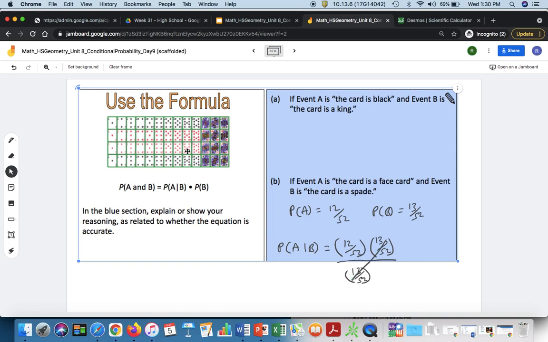Right, so now if we take a look at this original, the probability of A and B would be 12/52 times 13/52. And that should equal the probability of A given B, which is 12/52, times the probability of B, which is 13/52. So this is another valid statement. So this was a sample of a few questions that were completed based on conditional probability, and I hope we found this useful.